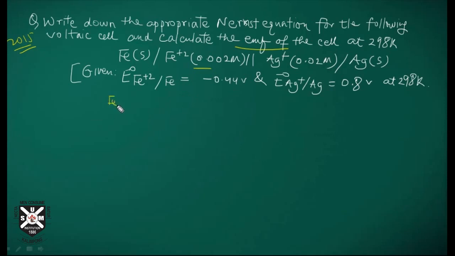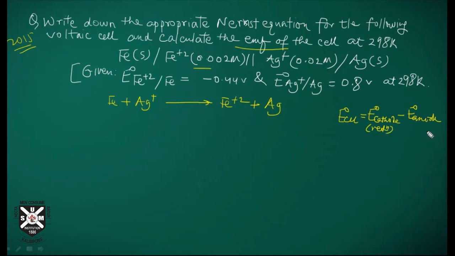Now, Fe is converted to Fe 2+. Ag+ is converted to Ag. So this is the cell equation. Now, as we know, E naught of cell equals E naught cathode minus E naught anode.